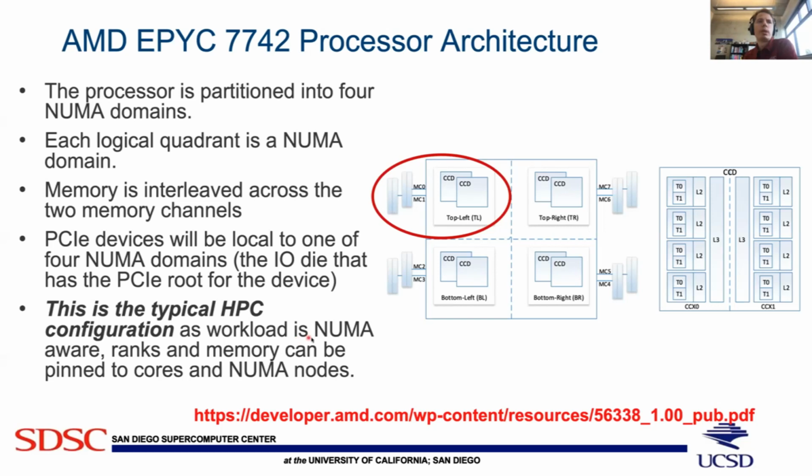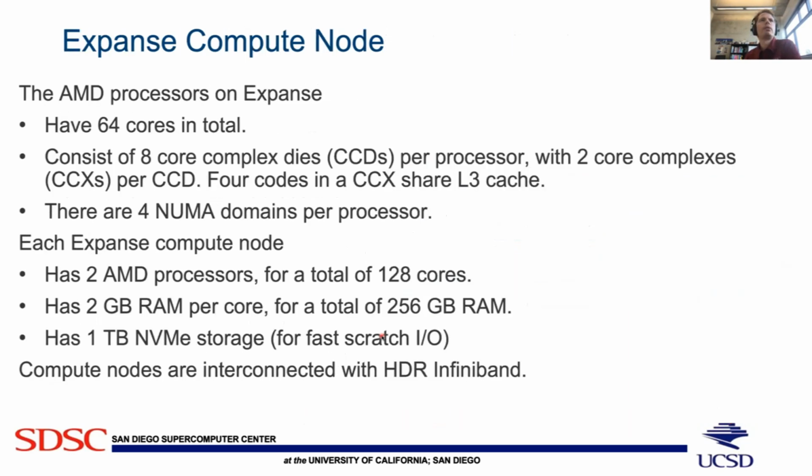The workload is usually NUMA aware, so ranks and memory can be pinned to cores and NUMA nodes, and that's what typically happens. These are some of the things you should keep in mind when you launch jobs. For most intents and purposes, many codes will do that automatically with the setups that we have in Expanse. But if you experience slowdown or unexpected performance degradation, that's maybe something to look into.